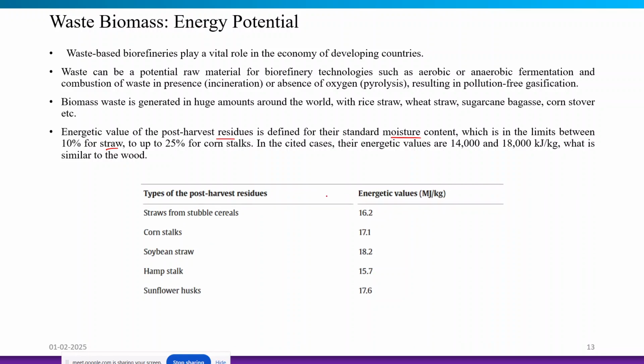Referring to this table, you can see the energetic value in megajoules per kg. The highest is given by soybean. The soybean seed gives a higher content of vegetable oil, and the straw, the solid residue, also gives higher energetic values in a comparative way. Sunflower also gives good energetic value, as a byproduct. But mainly soybean and sunflower seeds are used for the production of vegetable oil.